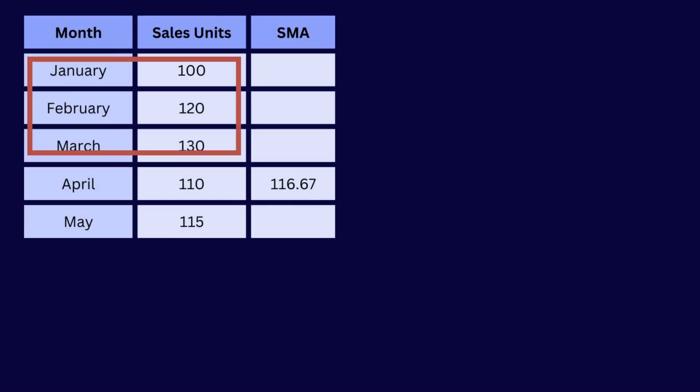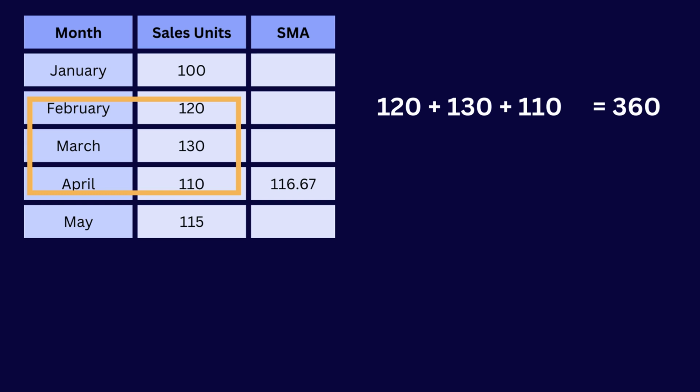To find the next simple moving average value, we simply slide our window forward by 1 month and repeat the process. For the month of May, we would average February, March, and April sales figures. So for February we have 120 units, for March we have 130 units, and for April 110 units. Add these together, then you will get 360, and now divide it by 3. So 360 divided by 3 equals 120. This gives us a 3-month simple moving average for May of 120 units.